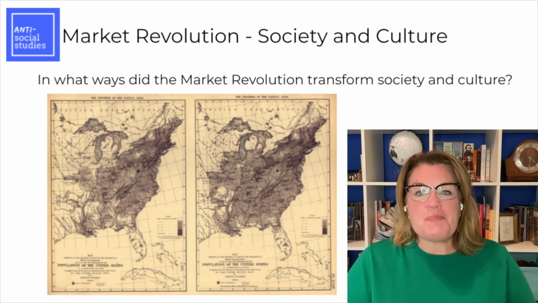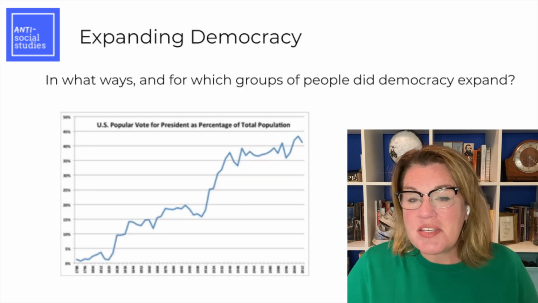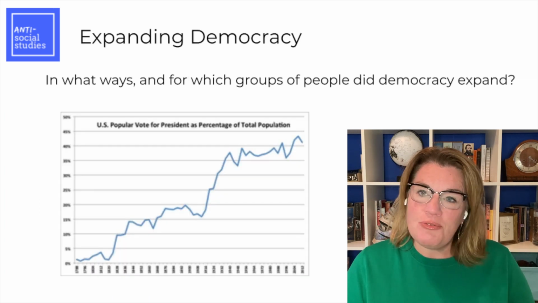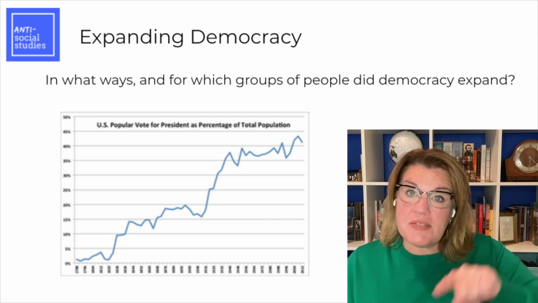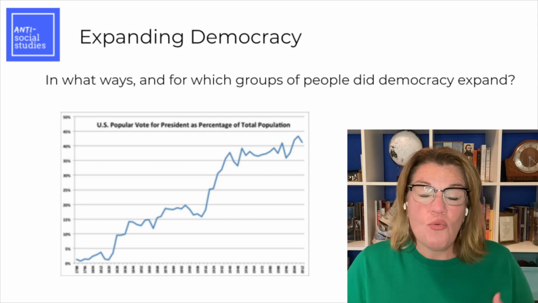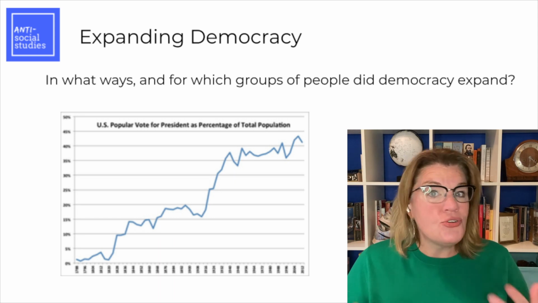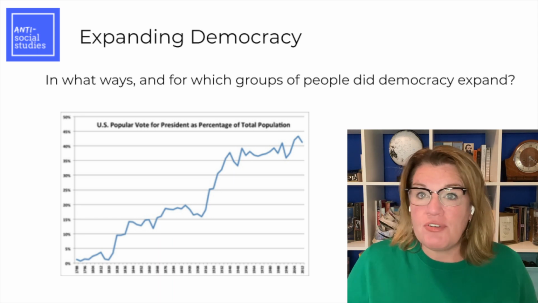Think about the expansion of democracy. This is a period where if you look at voter population charts or voter percentage charts, there is a spike in 1840. What causes that spike? What new group is voting that has never voted before?